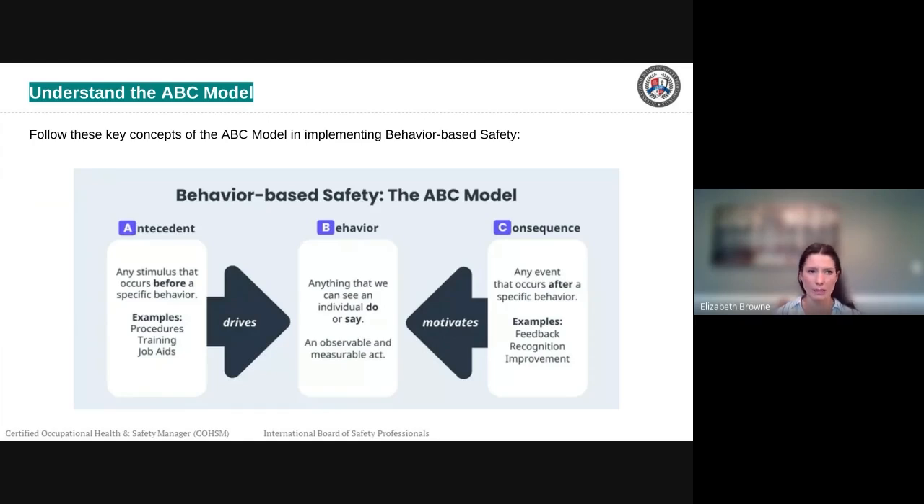So the feedback, recognition, or maybe consequences like discipline or encouragement to improve.